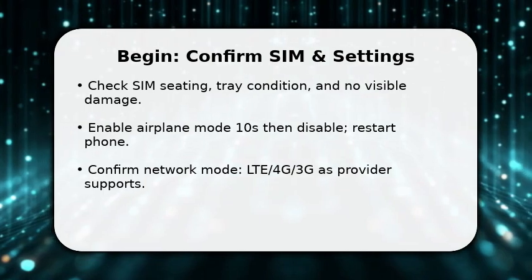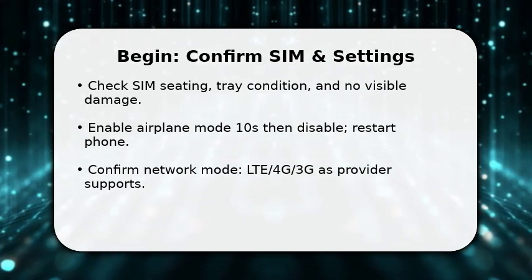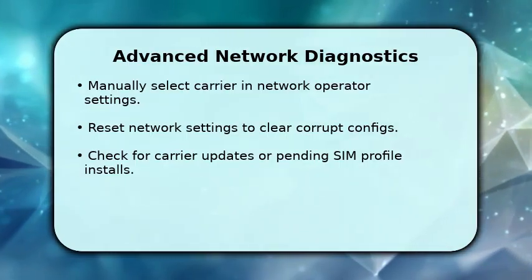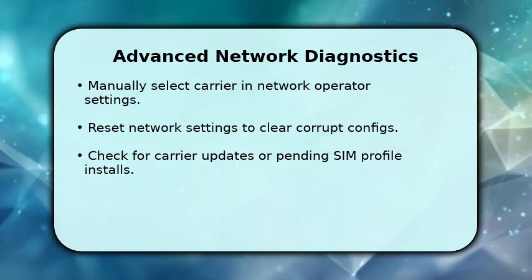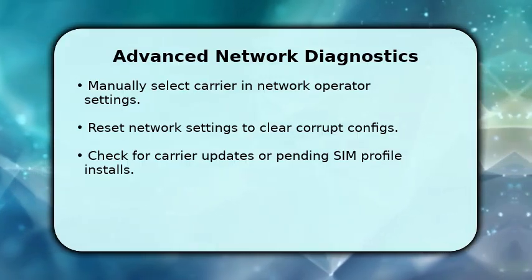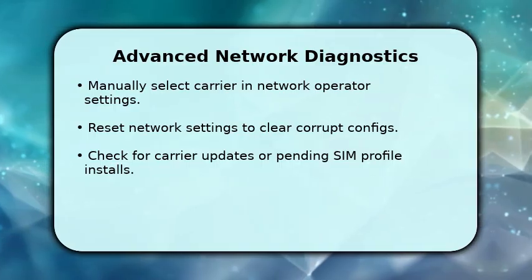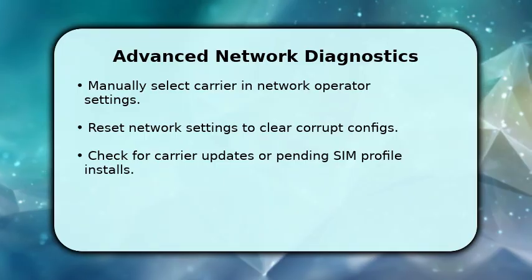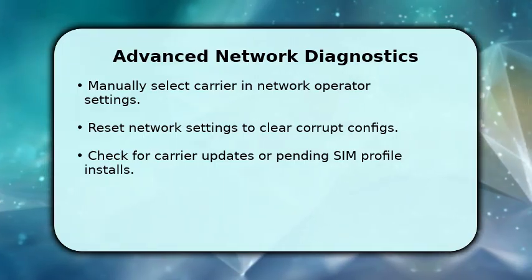Now perform targeted diagnostics. Go to mobile networks and manually select your carrier to bypass automatic selection errors, because the phone may latch to an invalid cell. Next, reset network settings to remove any corrupt APN, VPN, or Wi-Fi calling configurations. This restores defaults without erasing your media.